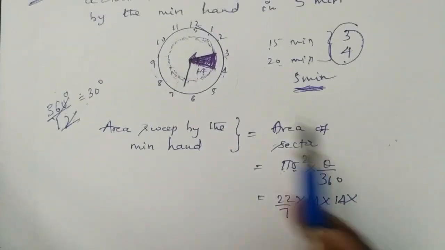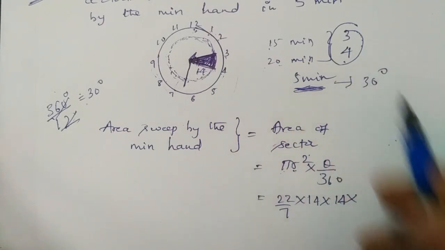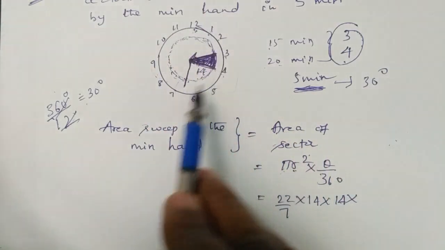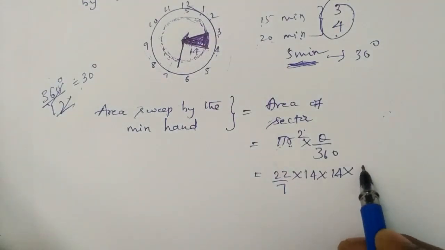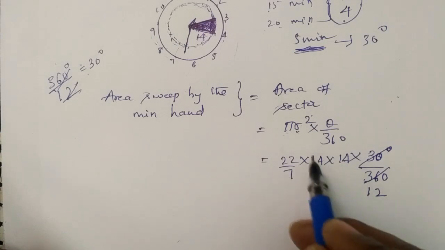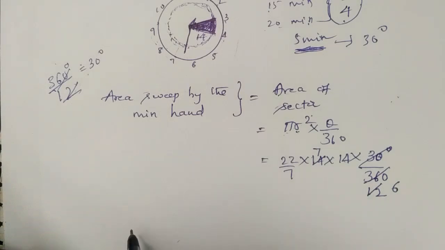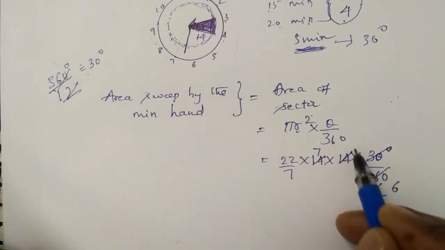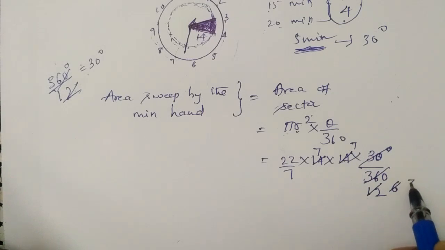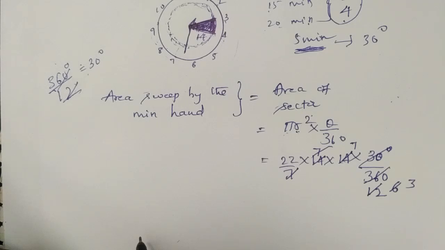So the angle formed between 3 to 4 or 4 to 5, whatever, every 5 minutes gives you 30 degree, because every 5 minutes is equal to 30 degree, totally 360 degree. We write here 30 degree by 360 degree. 3 ones are 3, 12 ones are 12, right. Next 2, 6 twos are 12, 7 twos are 14, right. Again 1 7, 1 7 cancelled.